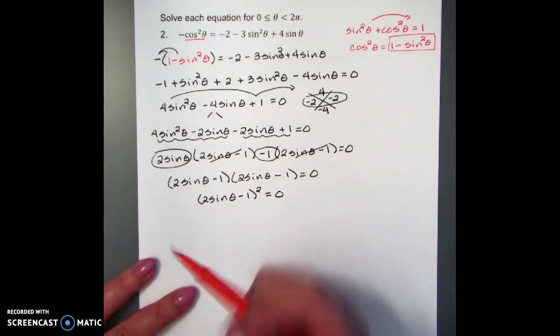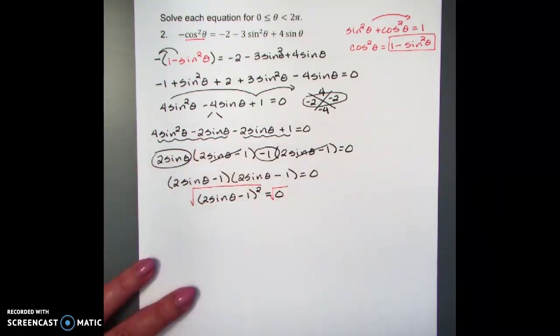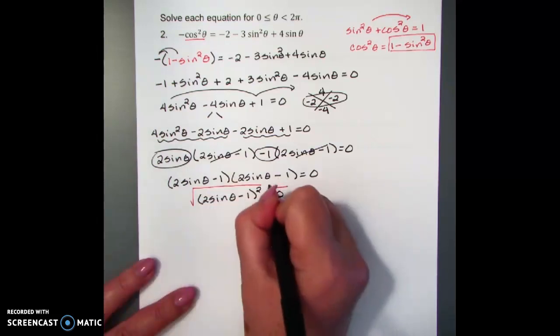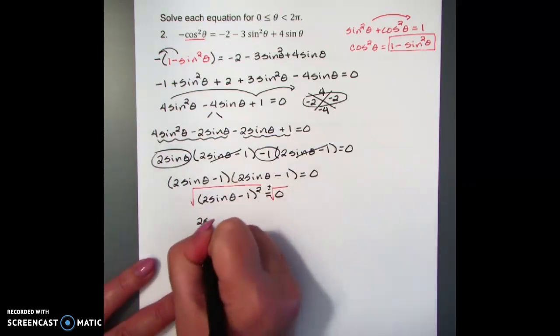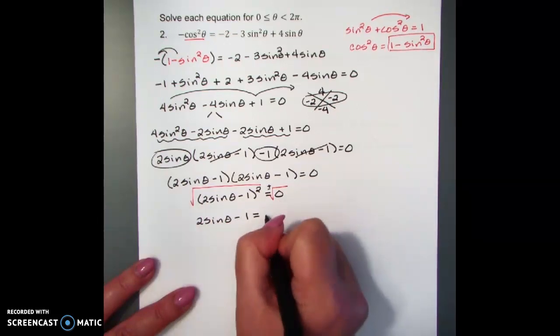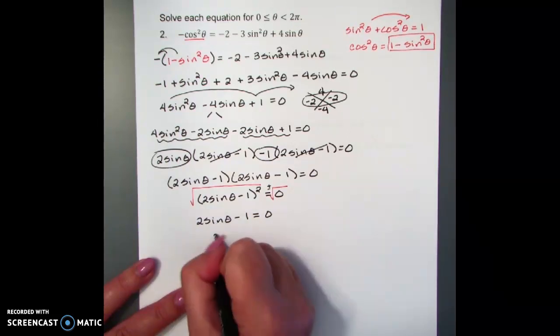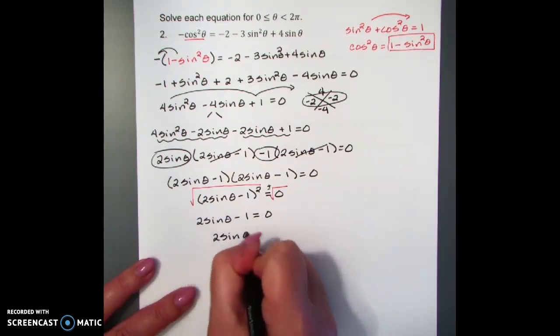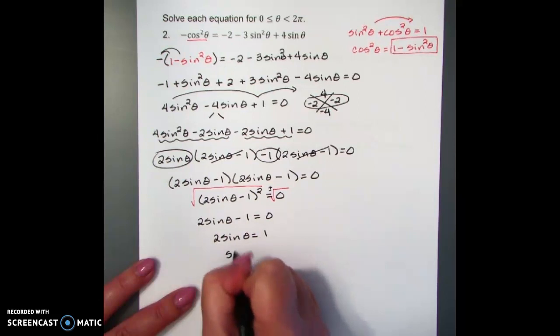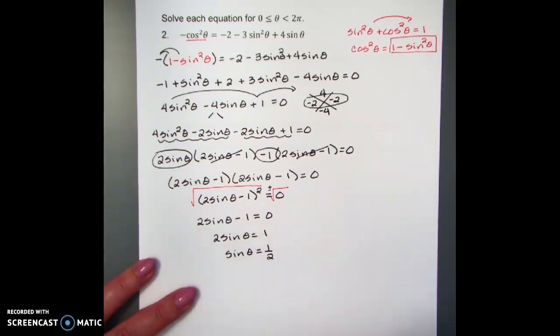So then I can take the square root of both sides, and we could do plus or minus, so I have 2 sine theta minus 1 is equal to plus or minus 0, which is just plain 0. Which makes 2 sine theta equal to 1, and the sine of theta is equal to 1/2. Okay.